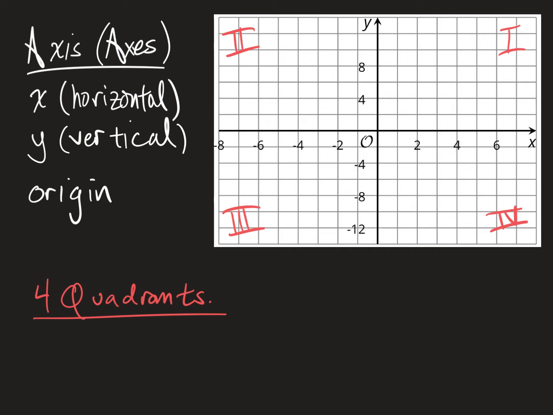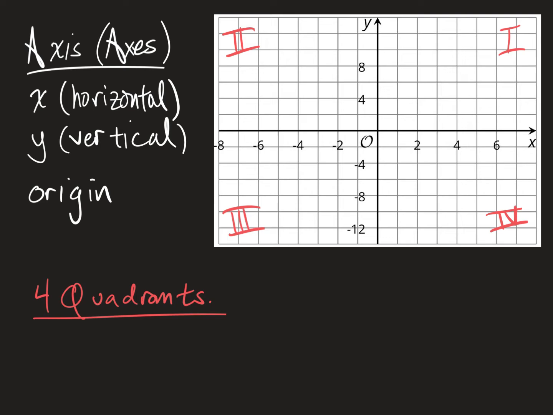And there's a very important point on the coordinate plane called the origin, where everything begins. And it is where the two axes cross. So right here where this O is, this is the origin point. All right, so we have the origin. We understand what the x and y axis are and what they look like.